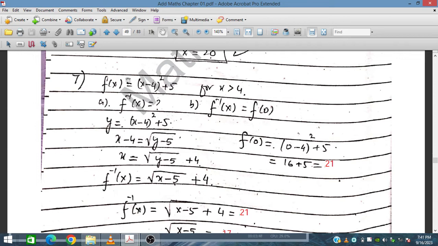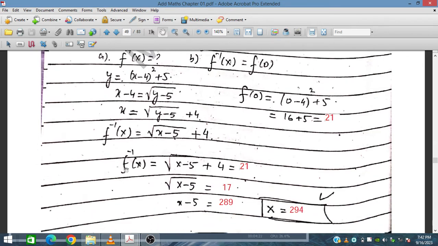So for the inverse, let this function equal y: (x minus 4) squared plus 5. The 5 may be moved there and we take the square root on both sides, then x minus 4 is equal to the square root of y minus 5. So x is equal to the square root of y minus 5, plus 4. We can write this as f inverse x, and y is replaced with x, so f inverse x is the square root of x minus 5, plus 4.